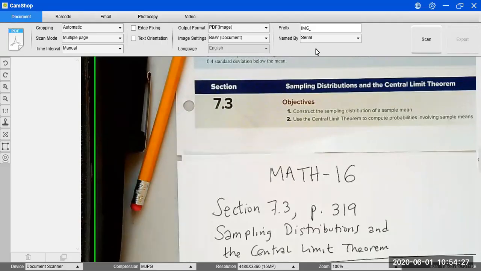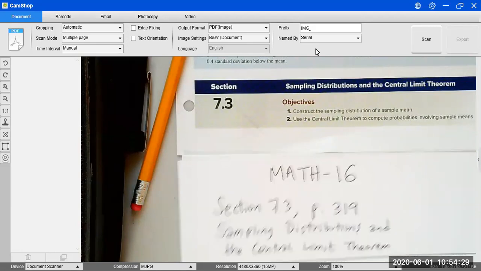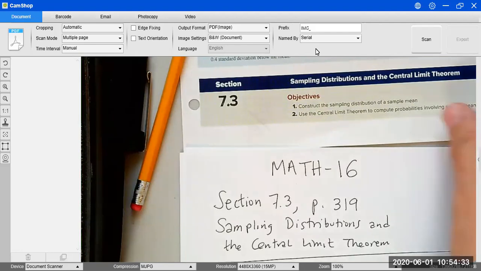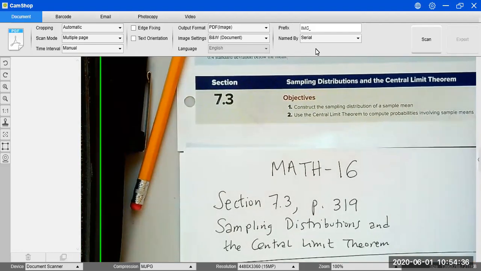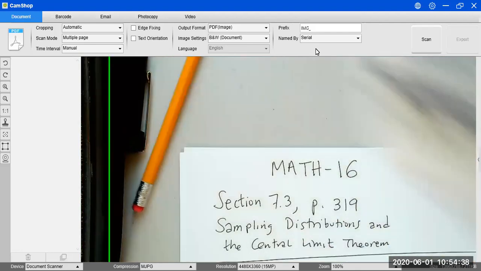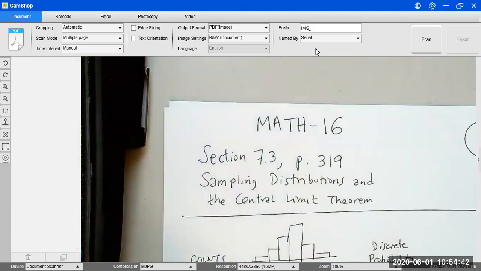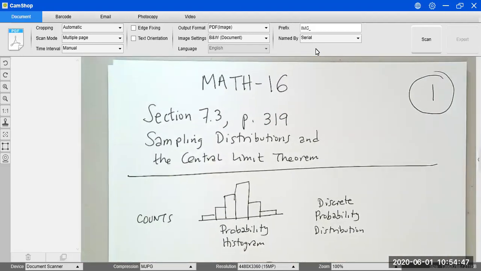We're going to start this lecture by working on sampling distributions. That's section 7.3. Section 7.3 is on page 319. And this is going to be a very important concept that we're going to learn today. This concept has to do with how we're going to relate populations and samples. Because that relationship is very important, later we're going to learn how to obtain information about a population given a sample.